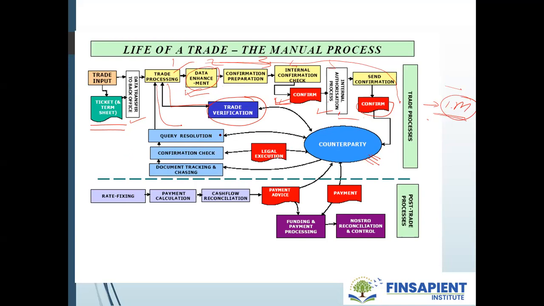So they will confirm the trade details, whether it is accurate or not, and how many trades have been executed as against what was requested. And they will be providing the documents, evidence that the trades are executed, because those documents will be used as attachments to evidence the trade execution. So this is the trade processing part.